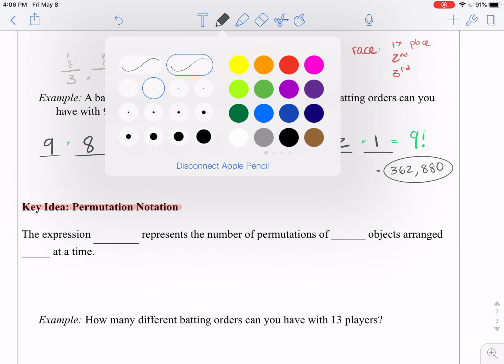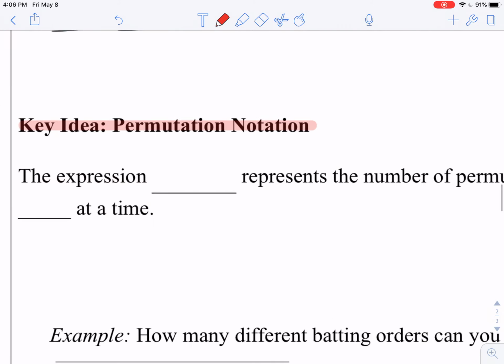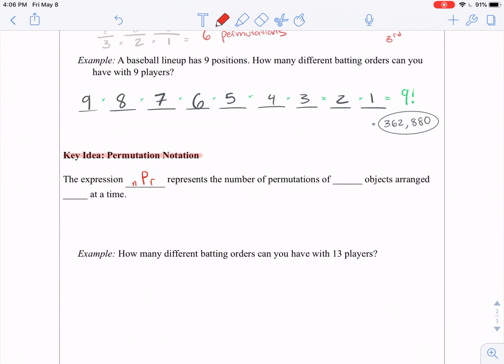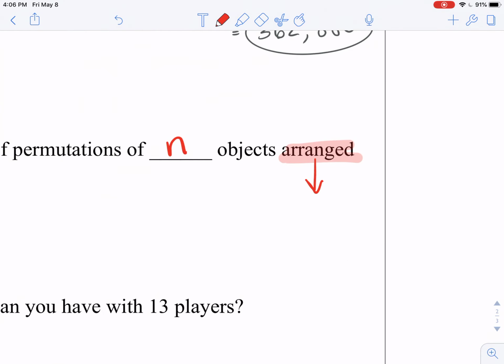Permutation notation looks like this. We start it with a P for permute, right? It's a permutation. And we say, okay, if we have n things and we want to pick r of them to arrange, so it's a little n, big P, little r, represents the number of permutations of n objects arranged r at a time. Now the key word here is arranged. The arranged tells us that order matters.